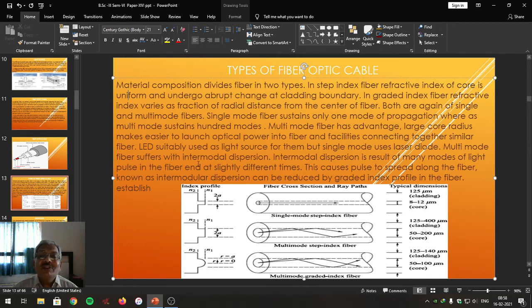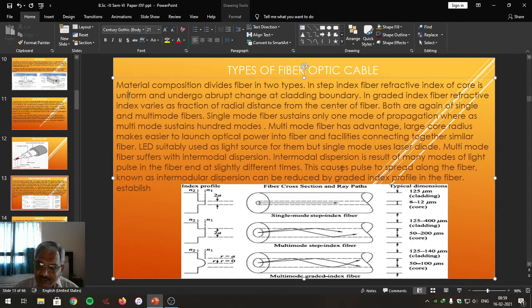Multimode fiber suffers from intermodal dispersion. Intermodal dispersion is a result of many modes of light pulses in the fiber ending at slightly different times. Due to multiple modes, there is a phase difference, there is a path difference. At the cost of that, intermodal dispersion results in multimode fibers. This causes the pulse to spread along the fiber and is known as intermodal dispersion. It can be reduced by a gradient index profile in the fiber.